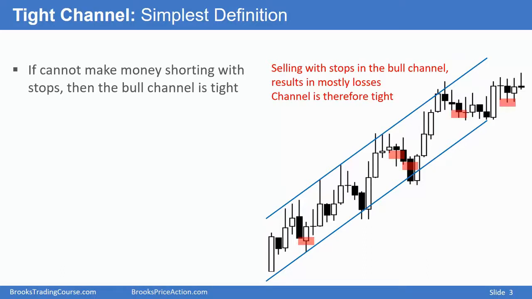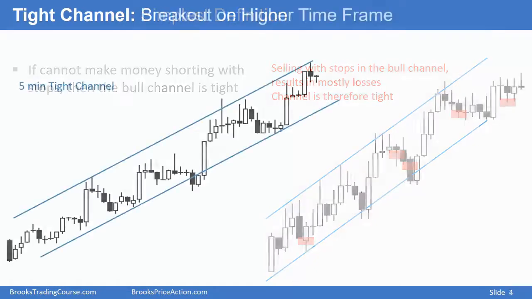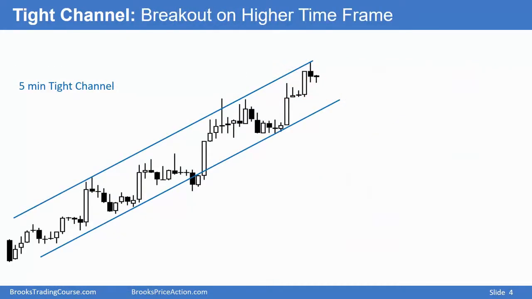If ever you find yourself selling with stops and losing repeatedly, you have to assume that the channel is tight. And once you've made that decision, you have to be thinking about only buying. 5-minute chart, fairly tight bull channel. The pullbacks only last a few bars, do not fall very far.